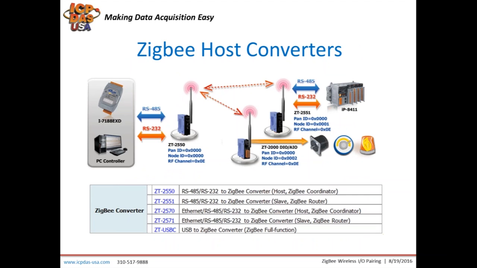For industrial networks, the host is traditionally connected to the master PLC or PC to pass data wirelessly to the router or slave modules. The chart at the bottom shows our selection of host and coordinator modules. We have selections for both Ethernet and serial. At the bottom we also show a USB option, which is great for configuring the I/O modules that we will show you shortly.